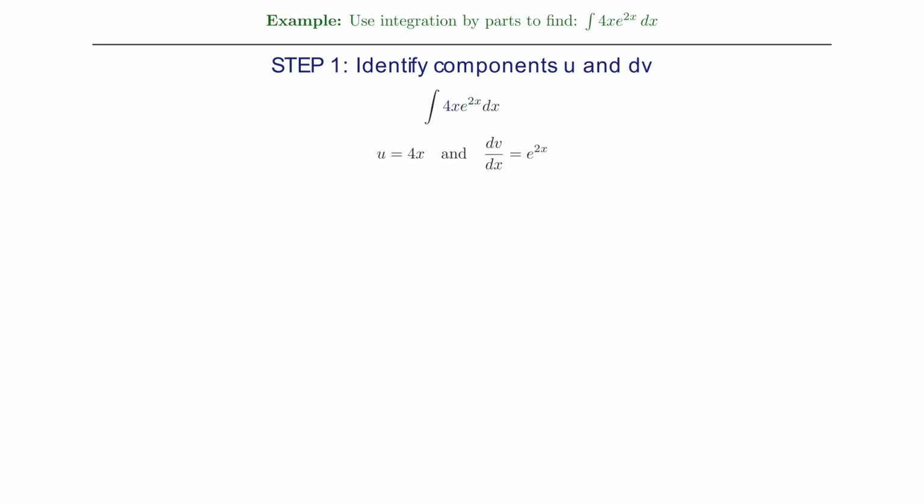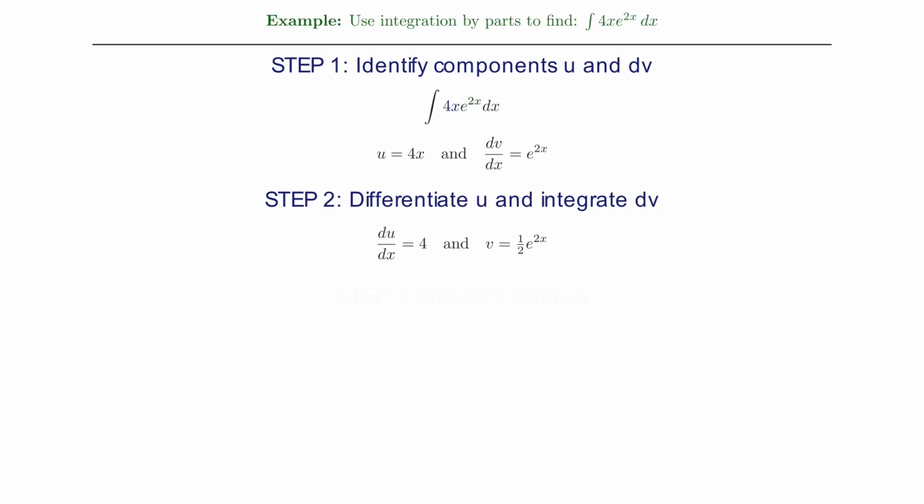The next step is we differentiate the u and we integrate the dv dx. Differentiating u, we get that du dx is equal to 4, and then integrating dv dx, we get that v is equal to a half e to the 2x.